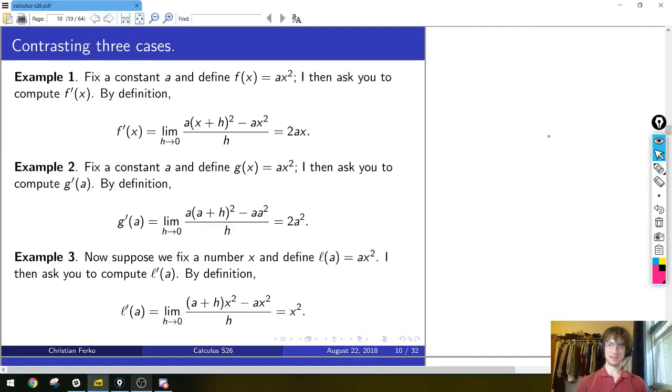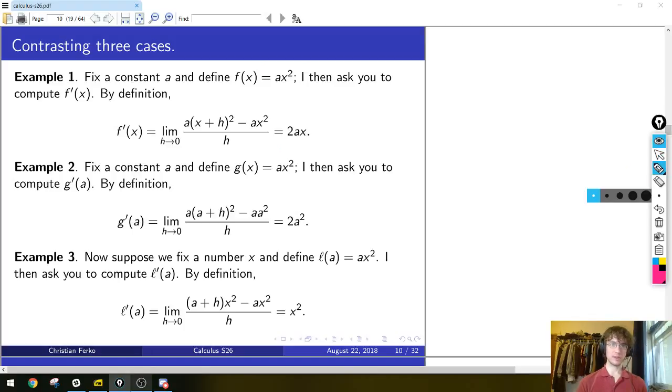This was the slide that I asked whether I should delete, but I did not delete. So, 3 cases. These functions all look the same. f of x equals ax squared, g of x equals ax squared, L of a equals ax squared. The right sides all look the same. The derivatives in these 3 cases are all different.